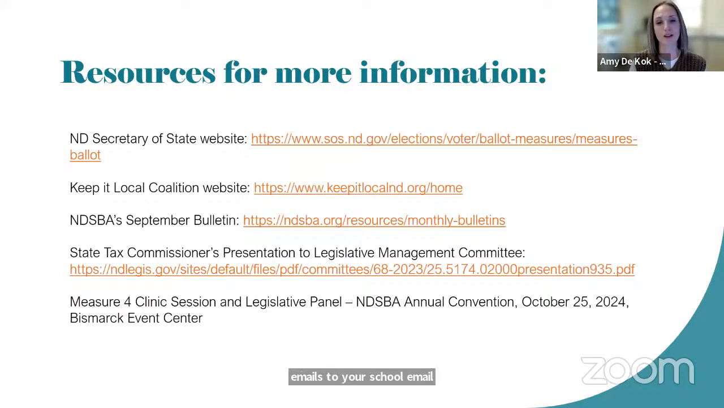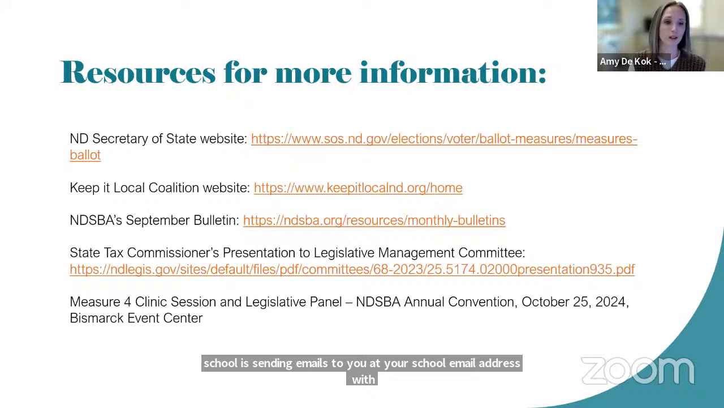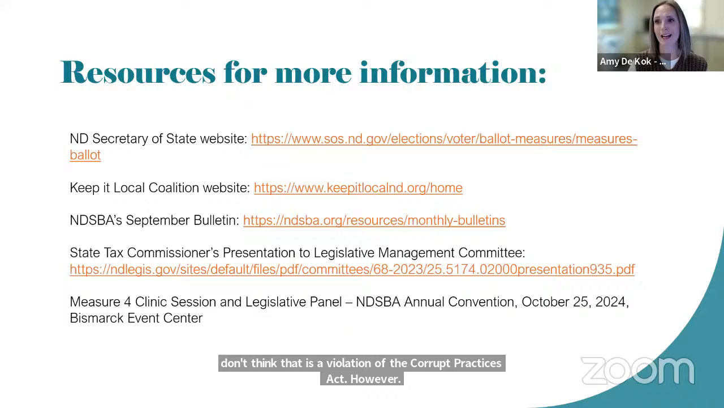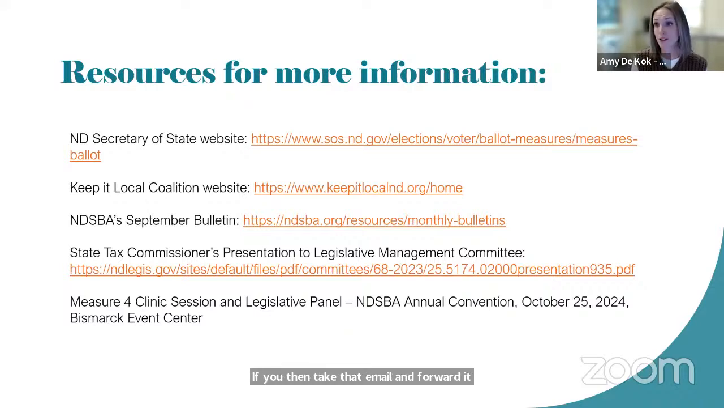So if somebody from outside the school is sending emails to you at your school email address with information or even taking a position, either opposing or supporting a ballot measure, I don't think that is a violation of the Corrupt Practices Act. However, if you then take that email and forward it to somebody, that potentially could be a violation, even if it's not your view, if you're passing that information along. So you want to be really careful about that.